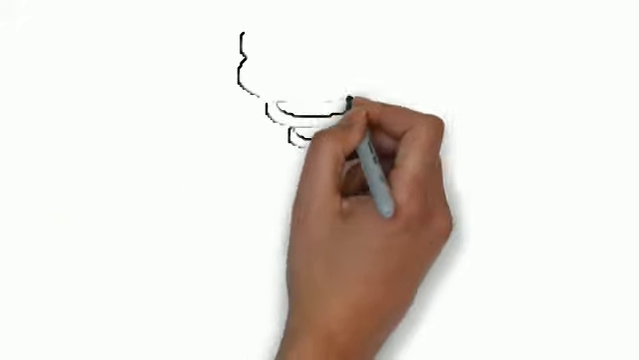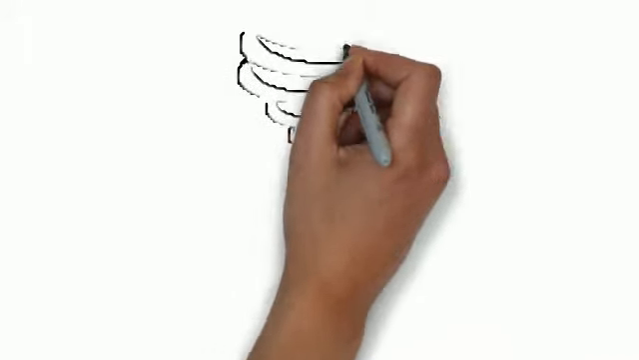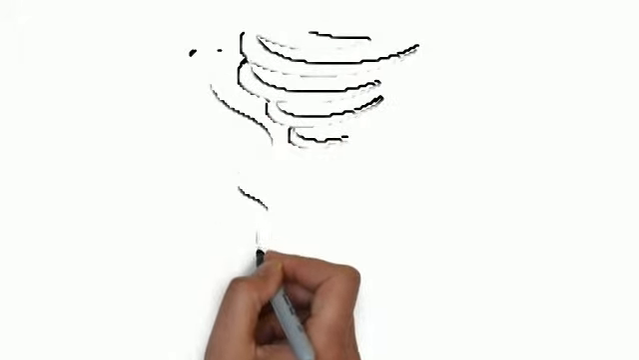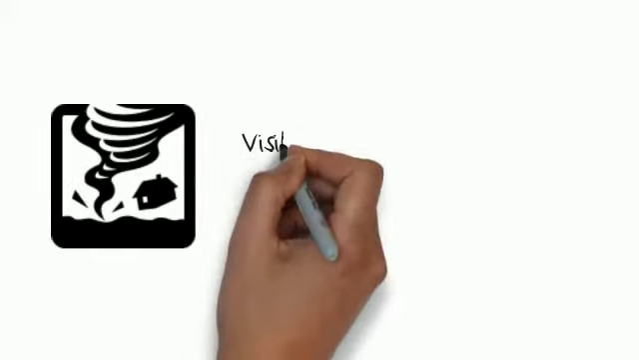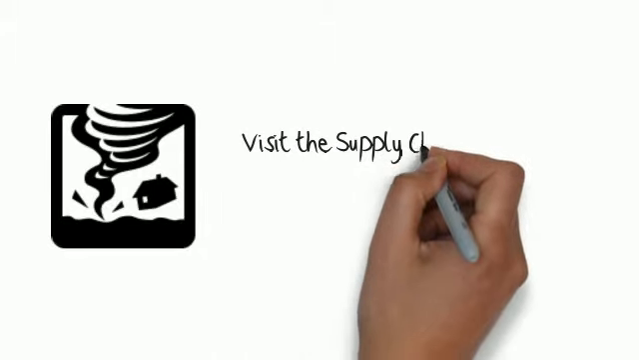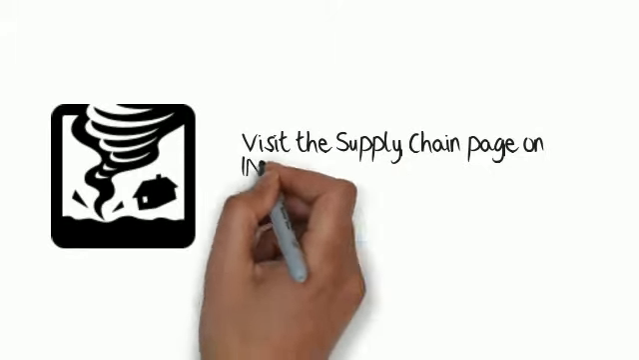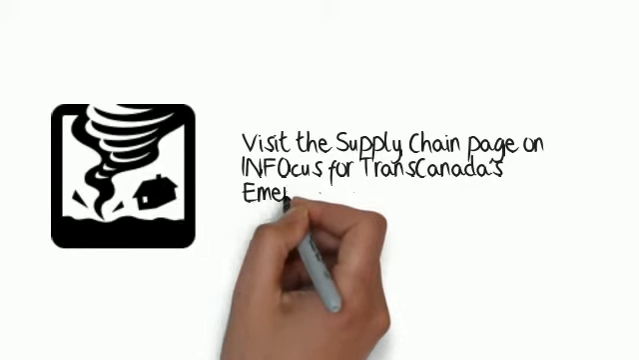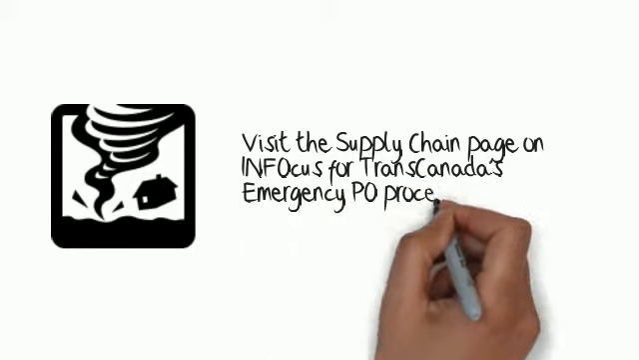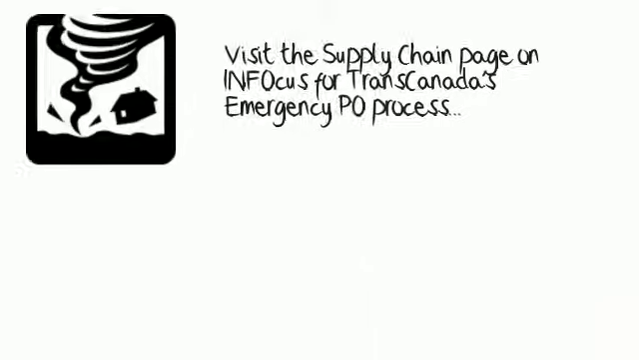One exception to processing time is in the case of an emergency. An emergency purchase order can be expedited. An emergency PO is one that is used during a time of real emergency, where the situation will imminently cause business interruption, property damage, or loss of life. A detailed process for emergency POs can be found on the supply chain page on InFocus.